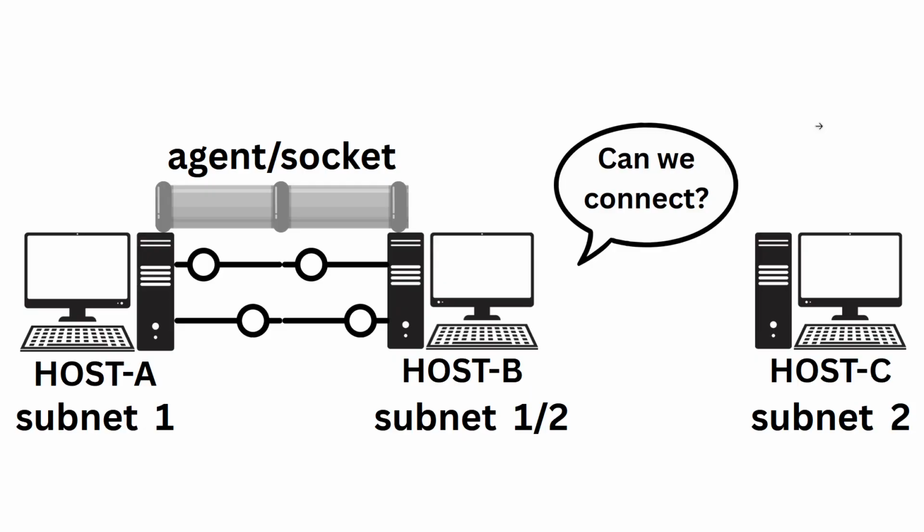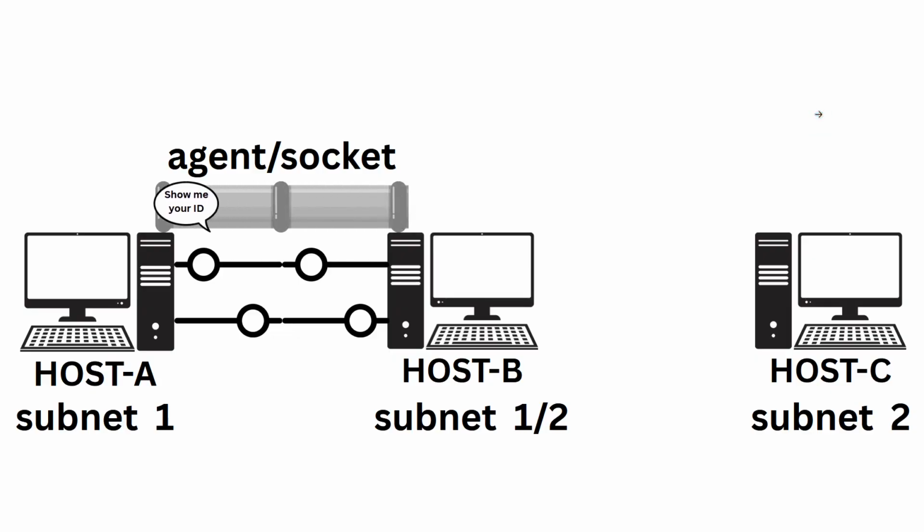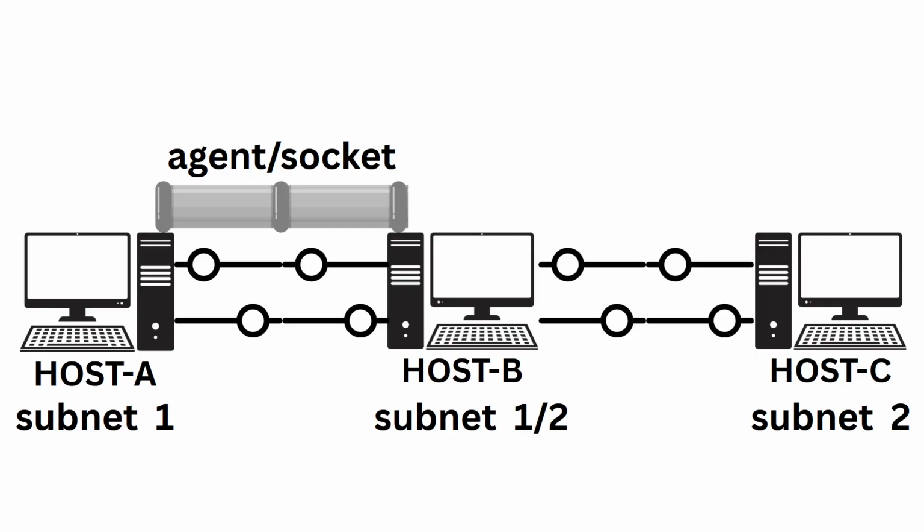Then host B turns to host C and says, "Hey, can we connect?" Host C responds with, "Sure, but first prove who you are to me." Host B relays the authentication request through the agent back to host A. Host A signs the challenge with its private key and sends the signed proof back. Host B then hands the signed challenge, or temp ID card, to host C as proof that they are authorized to connect. Host C takes a look at it and says, "All right, looks great. Let's go ahead and connect." And then the two hosts create another SSH connection.